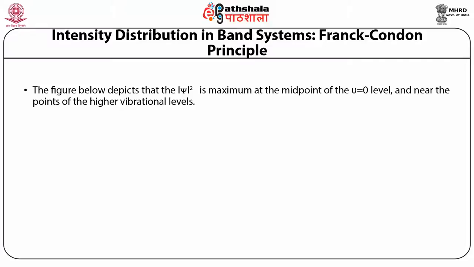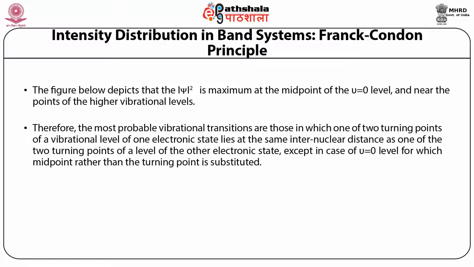Therefore, the most probable vibrational transitions are those in which one of the two turning points of a vibrational level of one electronic state lies at the same internuclear distance as one of the two turning points of a level of the other electronic state, except in case of nu equal to 0 level, for which the midpoint rather than the turning point is substituted.